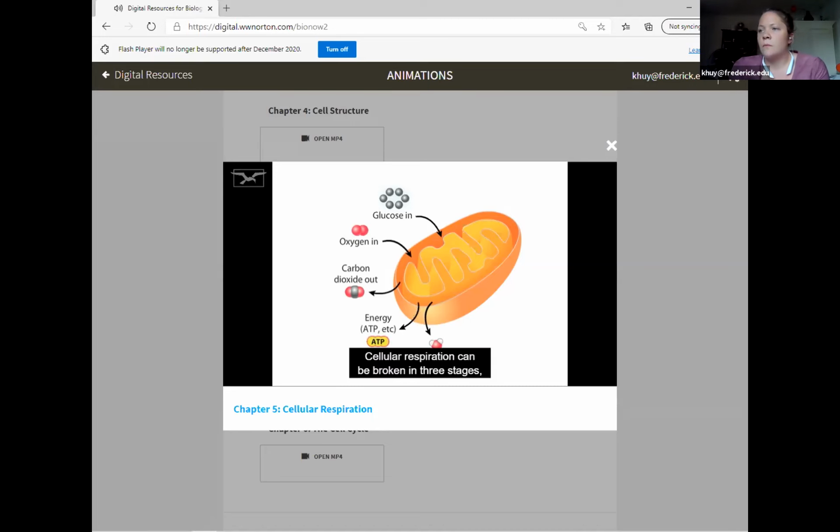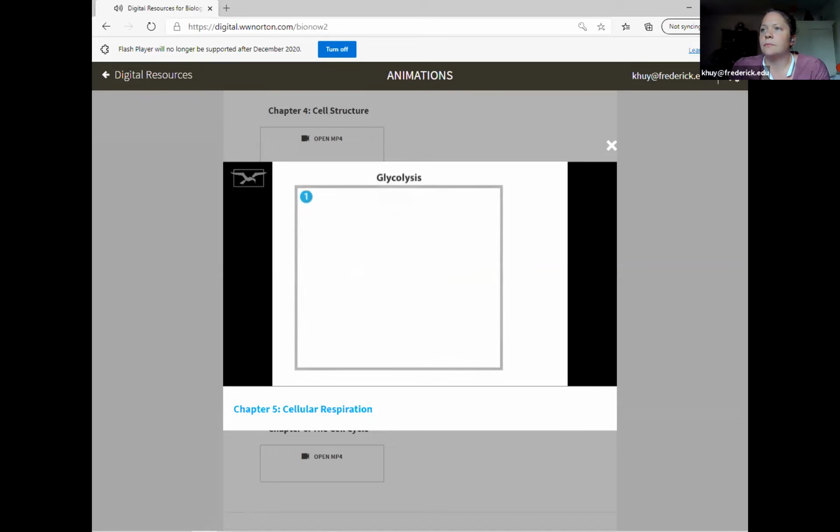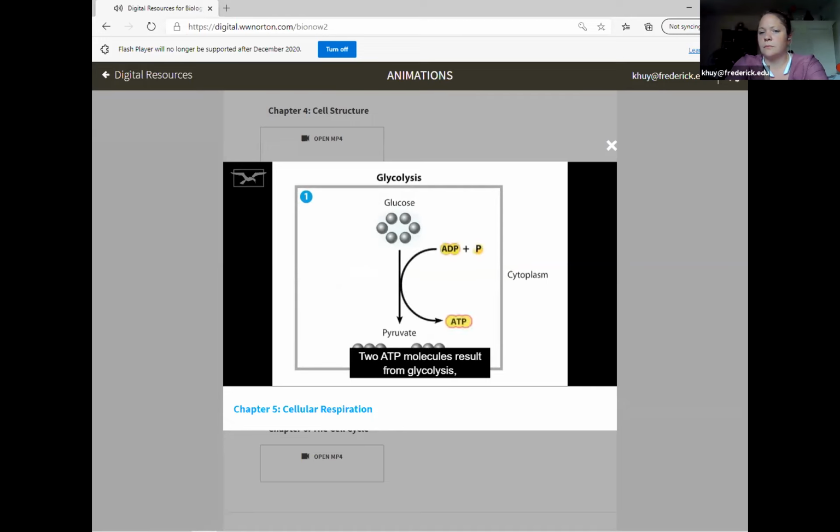ATP. Cellular respiration can be broken into 3 stages, the first of which, called glycolysis, occurs outside mitochondria in the cytoplasm. During glycolysis, sugars, mainly glucose, are split to make a 3-carbon compound called pyruvate. 2 ATP molecules result from glycolysis, 1 for each pyruvate formed. In addition, glucose provides high-energy electrons that combine with NAD+ and hydrogen ions to make 2 molecules of NADH. NADH will be important in the final stage of cellular respiration.